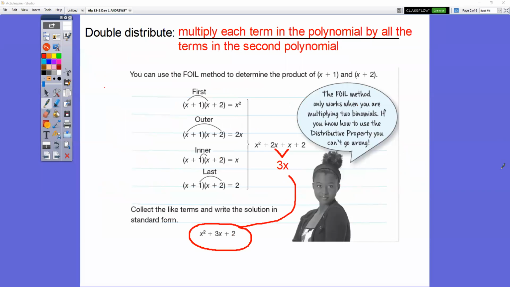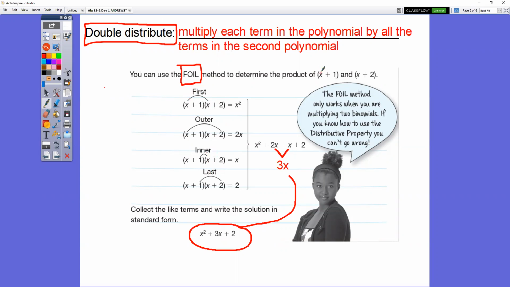All right, in the next one, we are doing multiplying binomials. So you're doing a binomial times a binomial. Some people call this double distributing, and you'll see why. Other people call it FOIL. Now, FOIL stands for firsts, outers, inners, lasts. All right, FOIL stands for firsts, outers, inners, lasts.